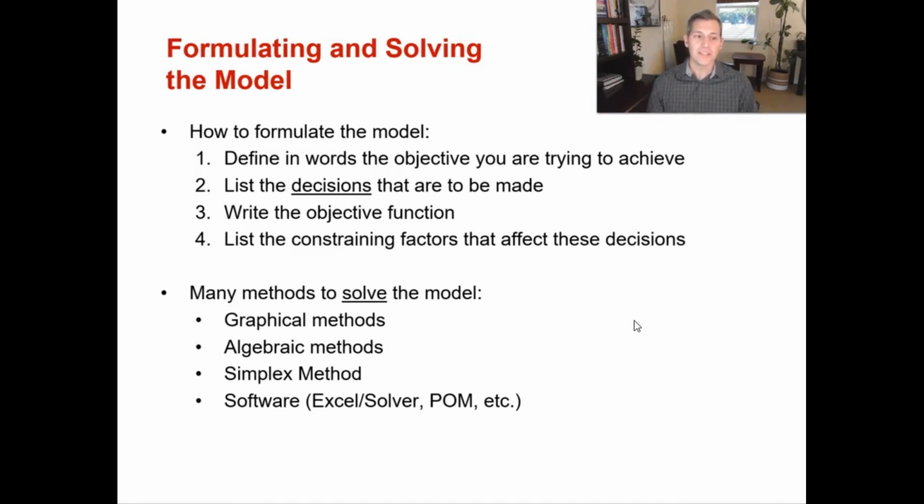And then we list the constraining factors that affect these decisions. So what are our constraints that do not allow us to easily maximize our profit if we had unlimited resources? So what are the constraints that are holding us back that we are trying to solve for? So that's how we formulate the model. We think through what it is we're trying to solve. We write out the decisions that we're trying to make. We determine what our objective function is, and then we write out our constraints.